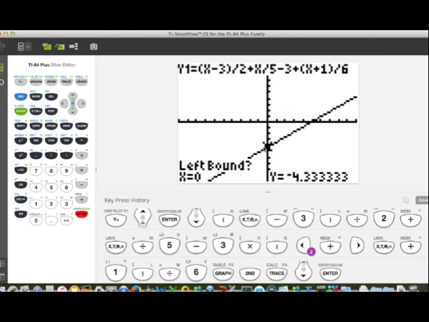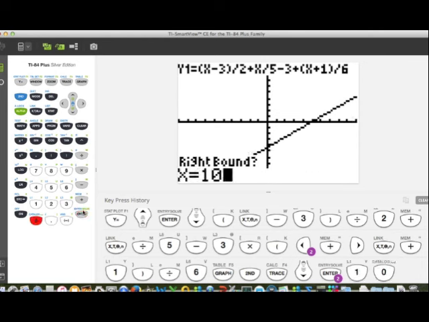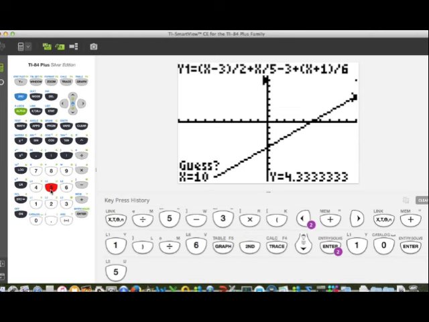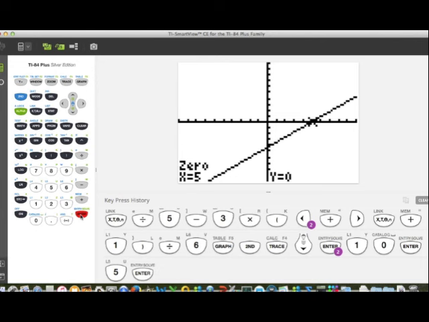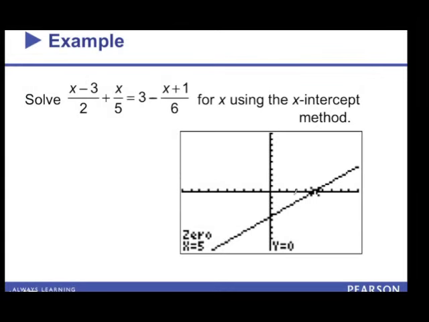We want the 0, so we go down to 2, enter. When x equals 0, this is the y, but it's somewhere between, so that can be our left bound, and our right bound maybe something over here, 10, enter. We'll take a guess at 5, and it tells us exactly x equals 5, y equals 0 is our solution. We used the 0 function, and it was here, 5, 0. So x equals 5 is a solution to this equation.